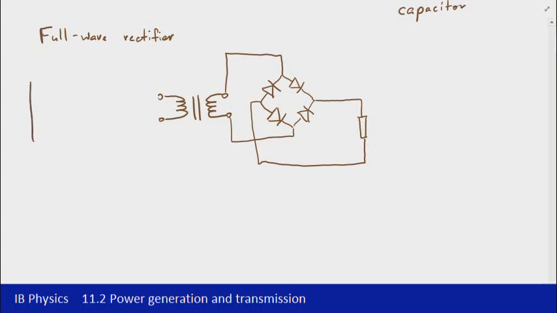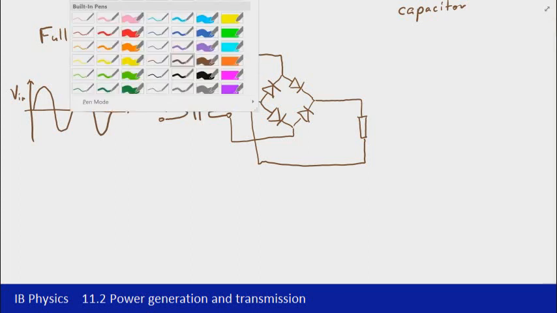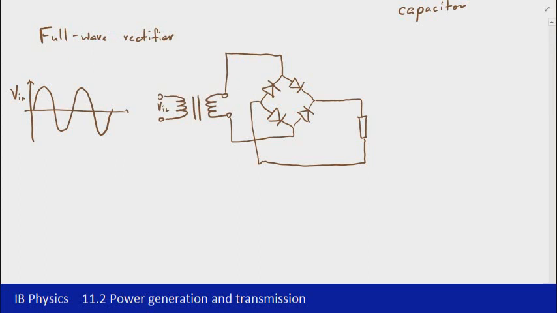Now the input again is going to look as it did before. We're going to see that the input is going to be alternating, and the output, we'll need to spend just a second having a good close look at this one. So if we consider positive and negative, we can identify which direction the current is going to flow. So current would be flowing through this way initially.